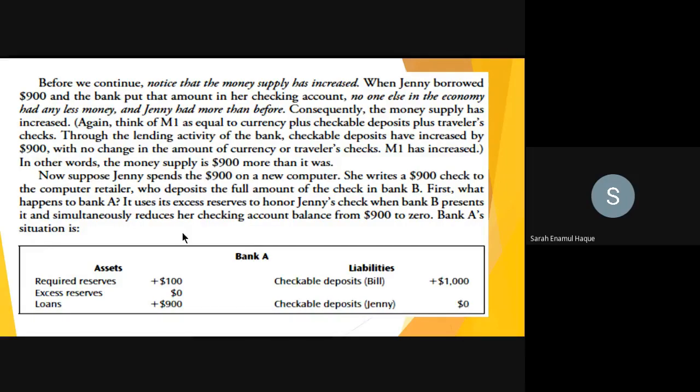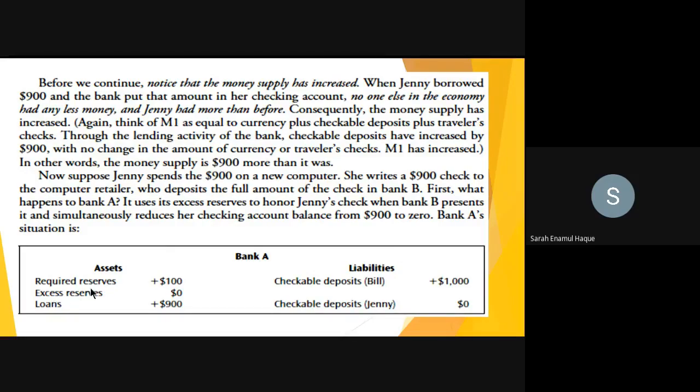So look, assets and liabilities, did they balance? Are they the same? Yes. Always in the T account, they should always be the same. Okay. So you see 100 plus 900 is 1000 and 1000 plus 0 is 1000. So both sides are now again the same, balanced.